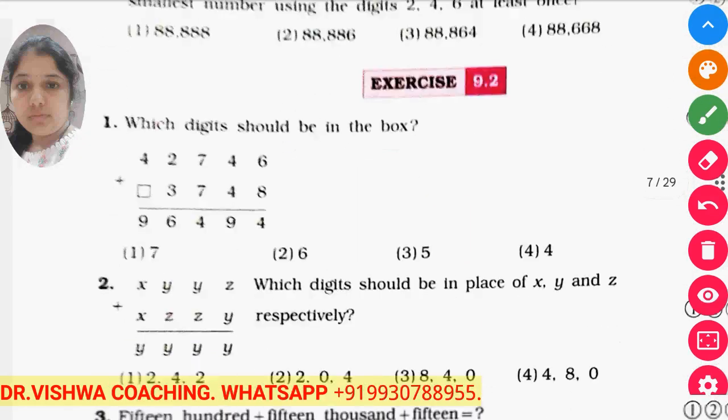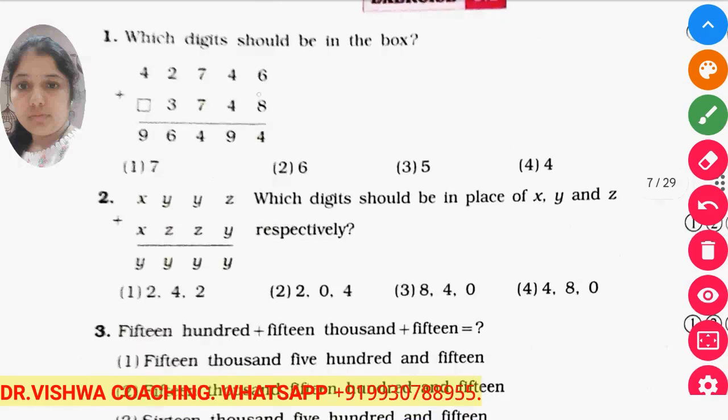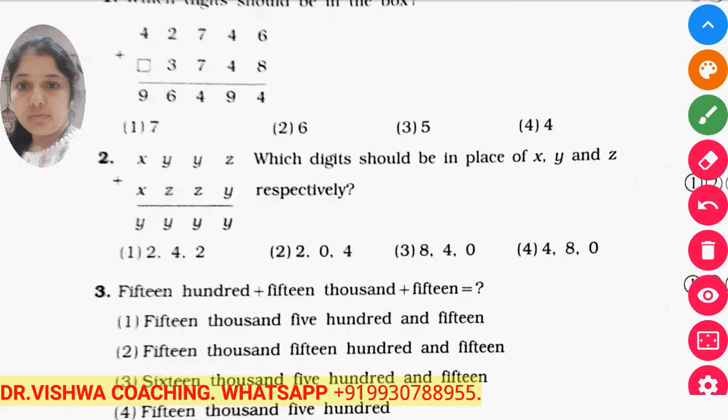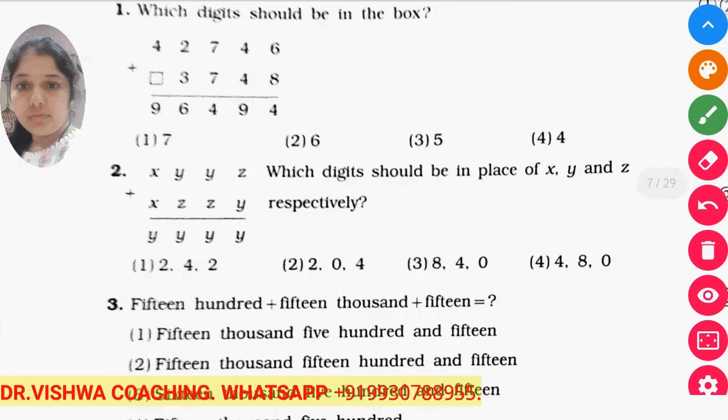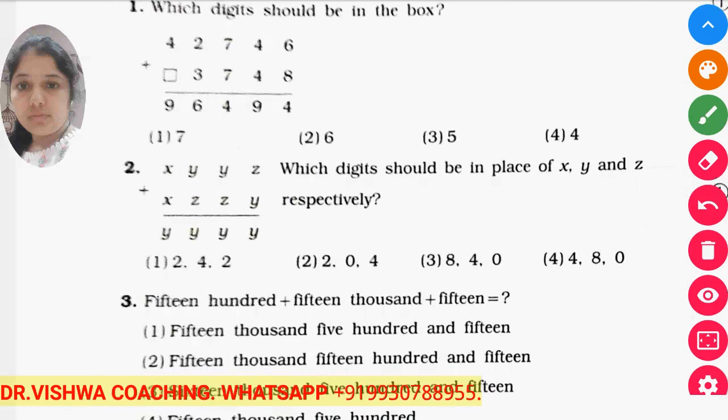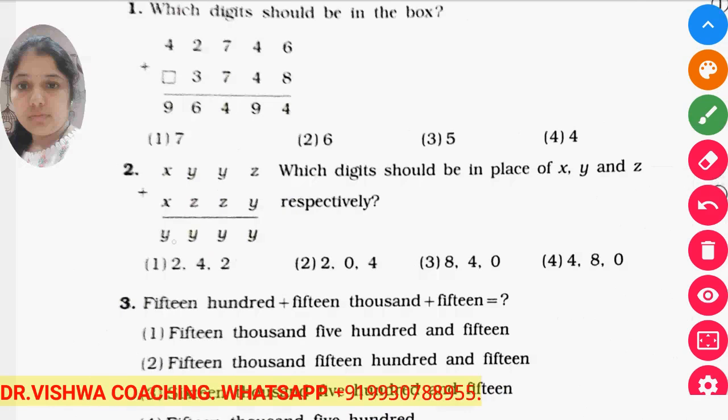Now we'll move to the next exercise. See which digit should be there in the box. Again you have to add and you can find the digit. Now the next one is xyz plus xzy. One number is xyz, another number is xzy. We have to find the value of xyz where the answer will come in the number which is at the place of y, that is y thousand, y hundred, y. So think logically and you can find the answer.